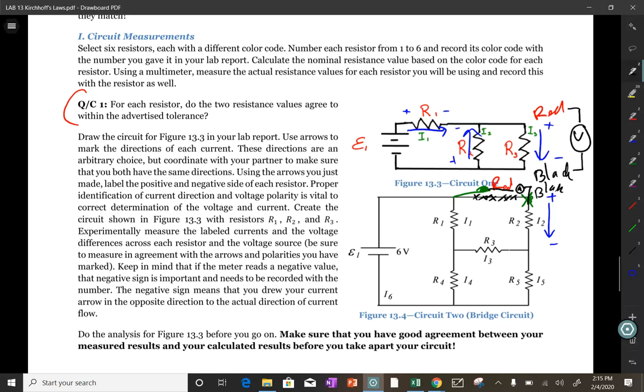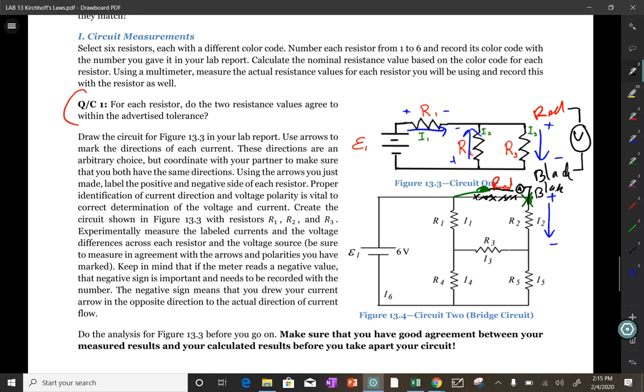There's 6 elements. Make sure you measure the current through your power supply, the voltage across the power supply, current through each one of the resistors, and voltage across each one of the resistors. Final thing before I tell you to get started. Notice currents are labeled. Current 1, current 2, current 3, current 4, current 5, current 6.